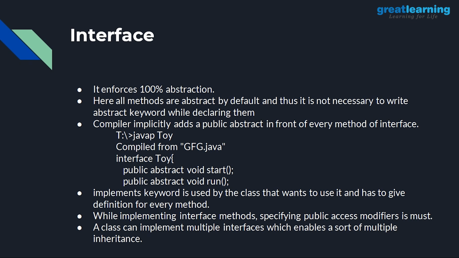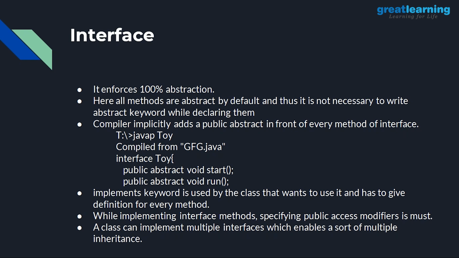The compiler implicitly, automatically, adds public abstract in front of every method of an interface. So you don't have to write it, the compiler will do it for us. If you see the interface Toy written here, we have defined two methods which are public abstract. We don't have to write that, the compiler will do it for us. The two methods are start and run.